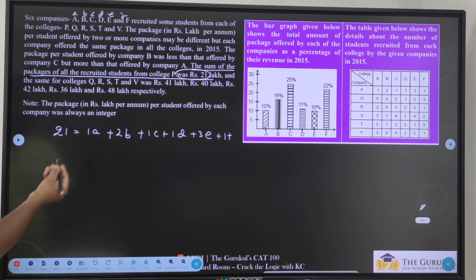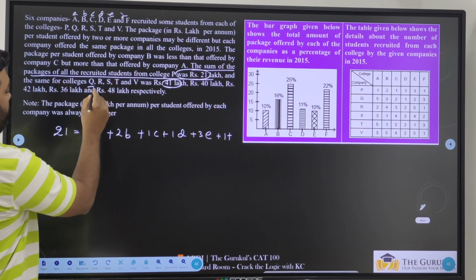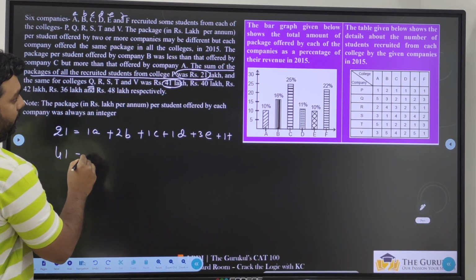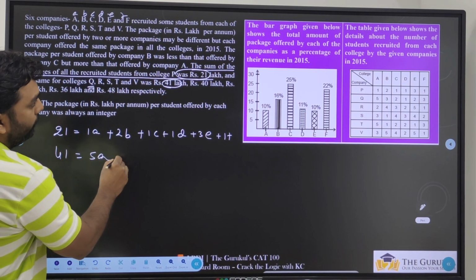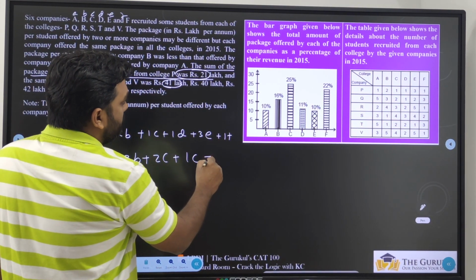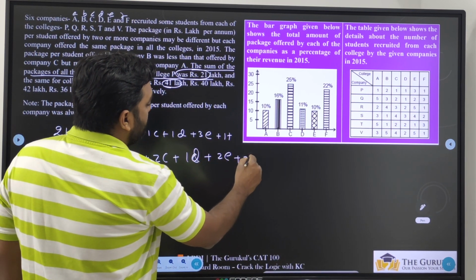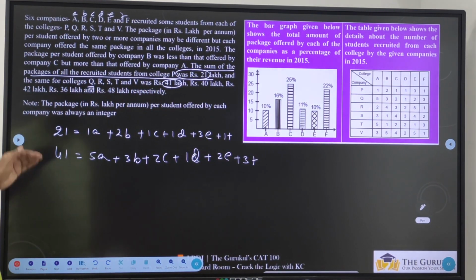The same way for the second college, it is 41 lakh. For which college? Q. So 41 should be equal to 5A plus 3B plus 2C plus 1D plus 2E plus 3F. The same way, write for all the 6 colleges and then we'll see what is happening.